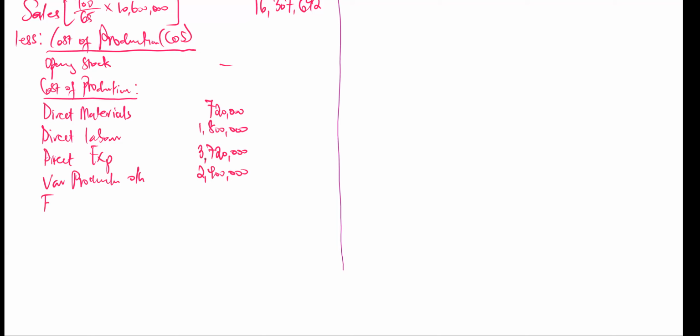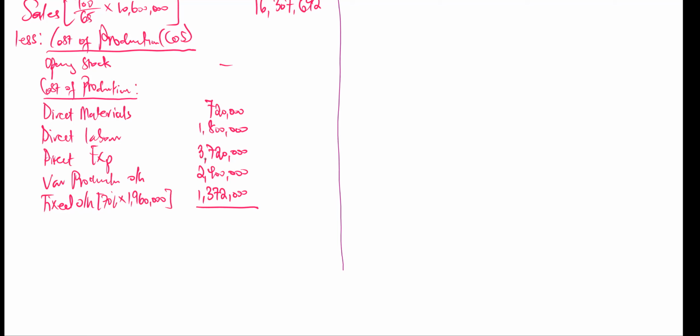Then we have what? Fixed production overhead. You remember we had fixed production overhead. That was 70% of the total cost, the total fixed cost, right? Which was 1,960,000. Do you guys remember? So we need fixed production. So we are looking at all the cost of production. So that is what, 0.7 times the 1,960,000. And you guys had it to be what? 1,372,000.